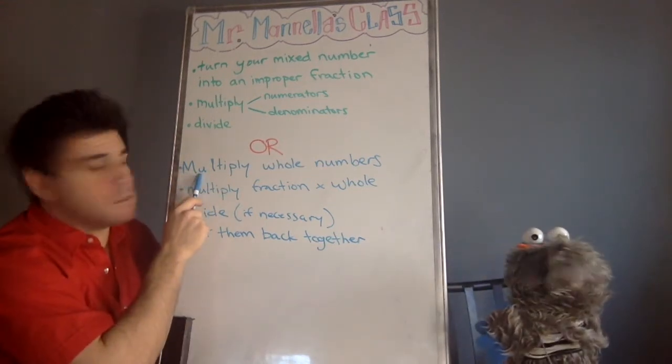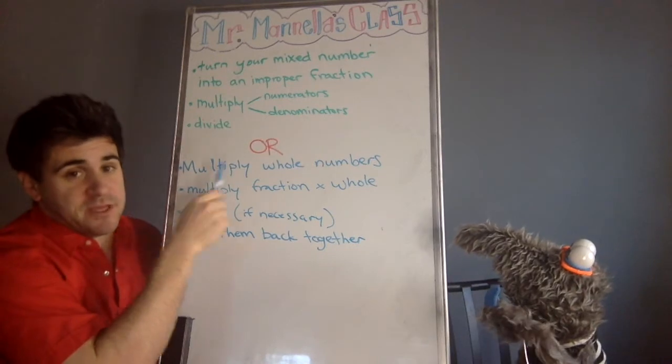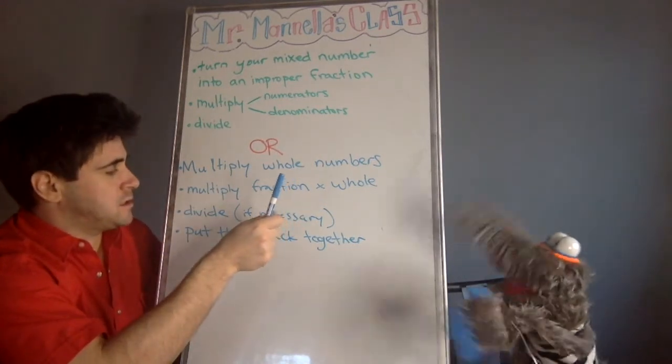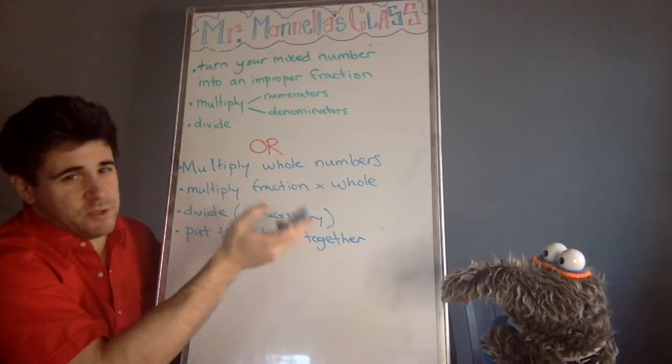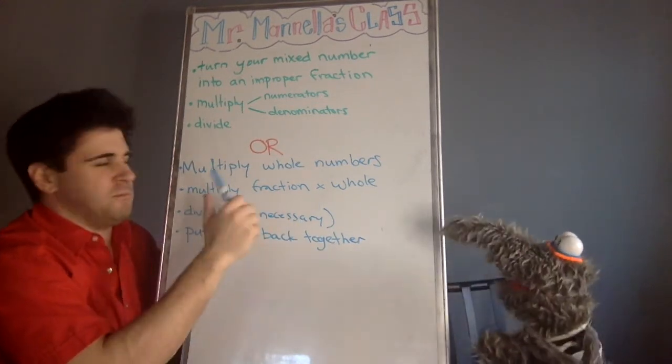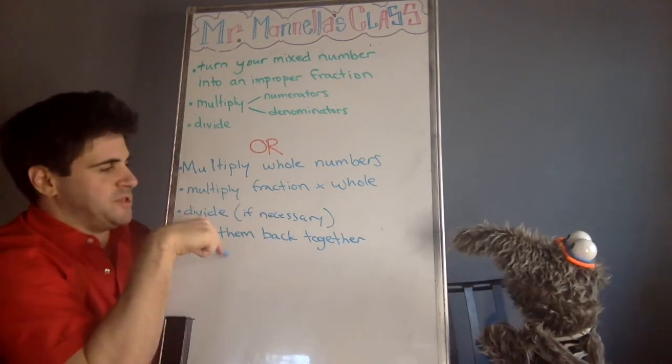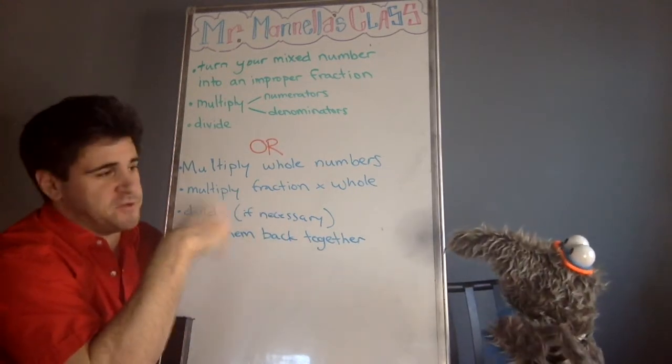Or, multiply the whole numbers. Multiply the fraction times the other whole number. Break it apart. Divide, if necessary. I mean, if it was like 1/4 times 3, then it wouldn't need to divide because it would just be 3/4. But most of the time, you're going to need to divide. And then put them back together. Those are your two different ways of doing it.